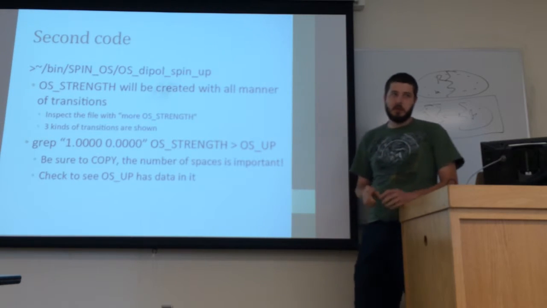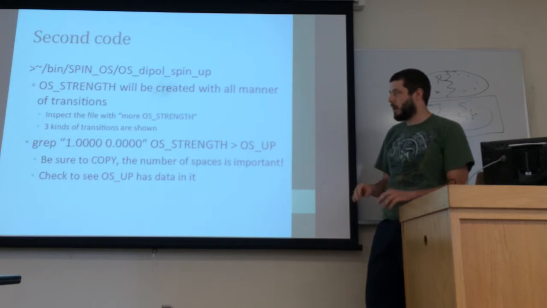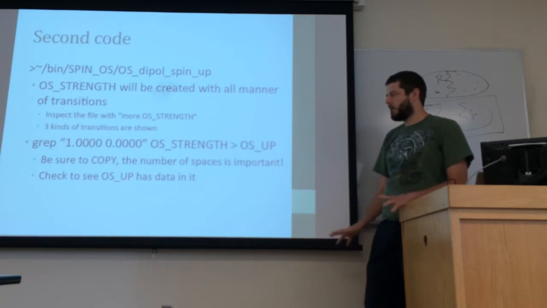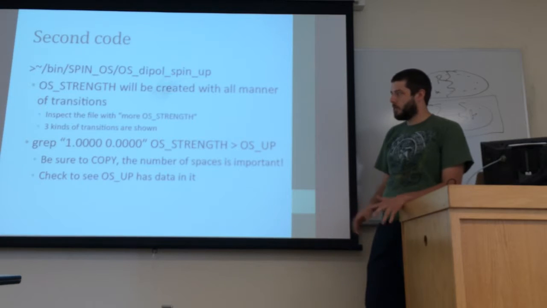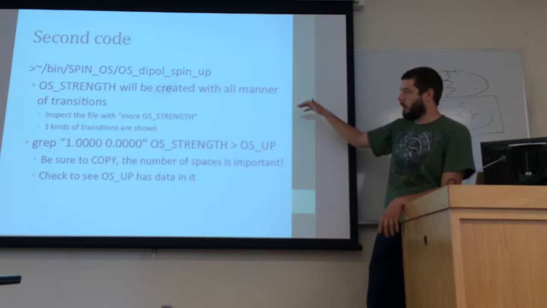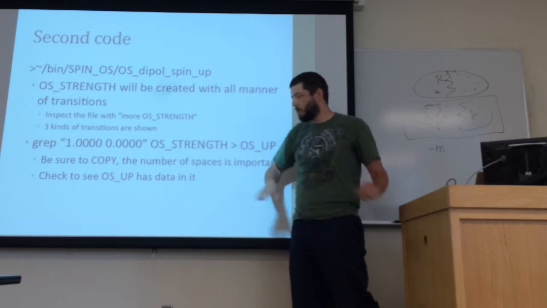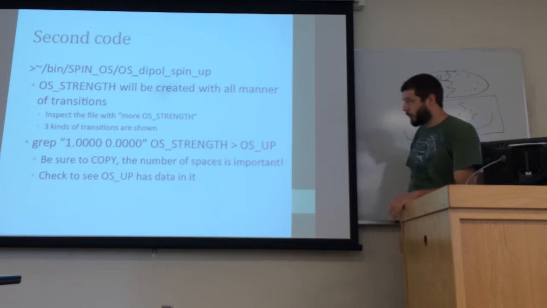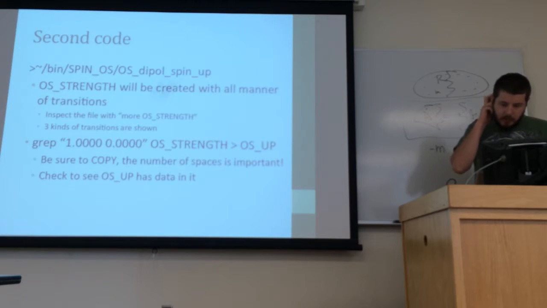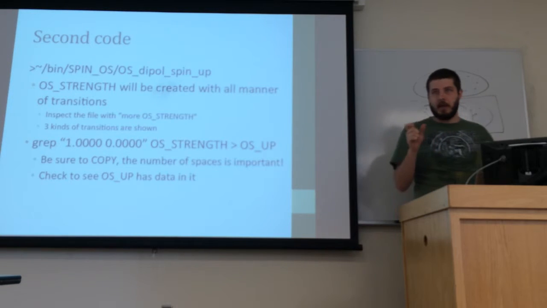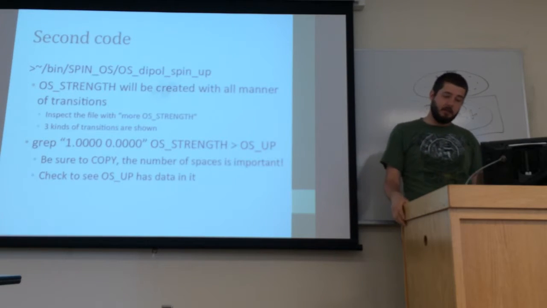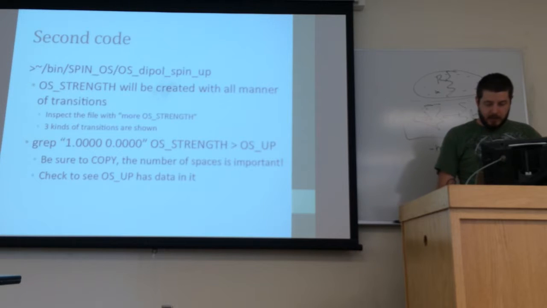When you do this, be sure that you physically copy it. You don't just type it in because there's a weird number of spaces in there. It's helpful to inspect OS strength when you do this prep so you can copy the 1s and 0s exactly as they appear in the file. After you create this OS up, if you do ls -lt, be sure that it's not 0 bytes in that file. Because if it is, then you entered something wrong and it hasn't grabbed any data.